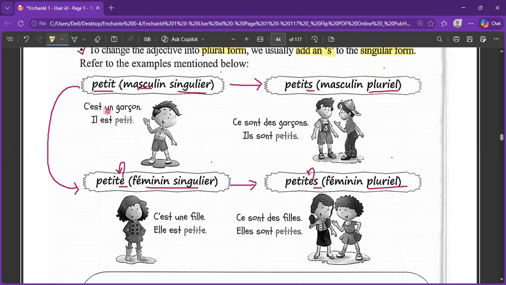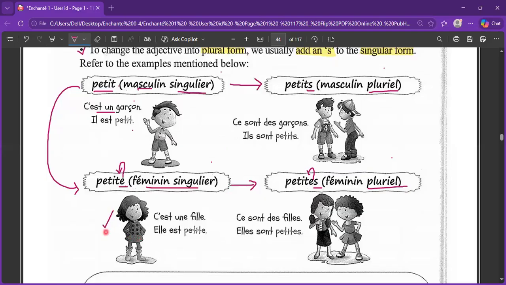Okay. Can you just read these examples? Sure. C'est un garçon. Il est petit. Can you go with this again? C'est un garçon. This is not un. C'est un garçon. Oh yeah, c'est un garçon. Il est petit. Very nice. What could be the possible meaning? He is small. This is a boy. He is small, or short.